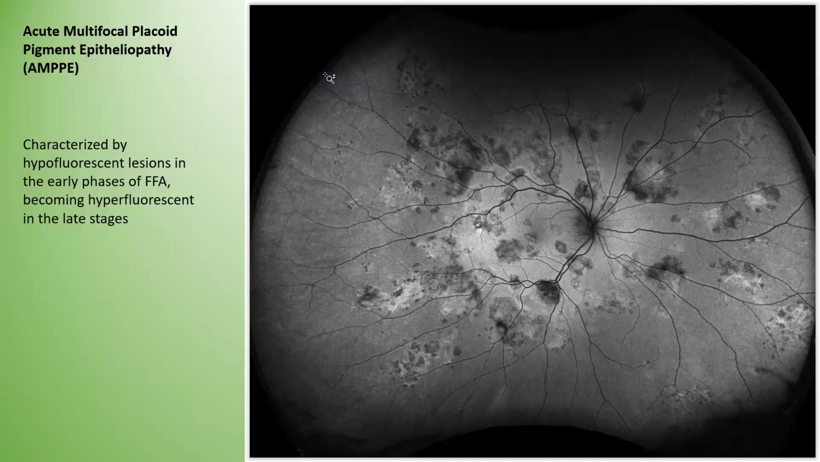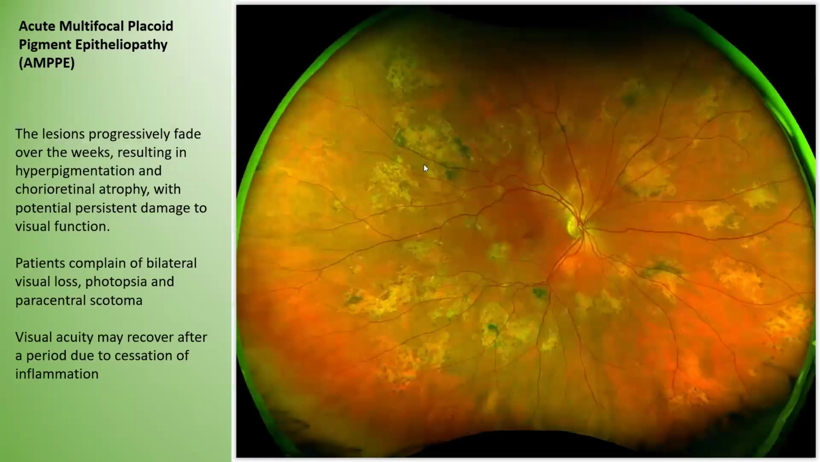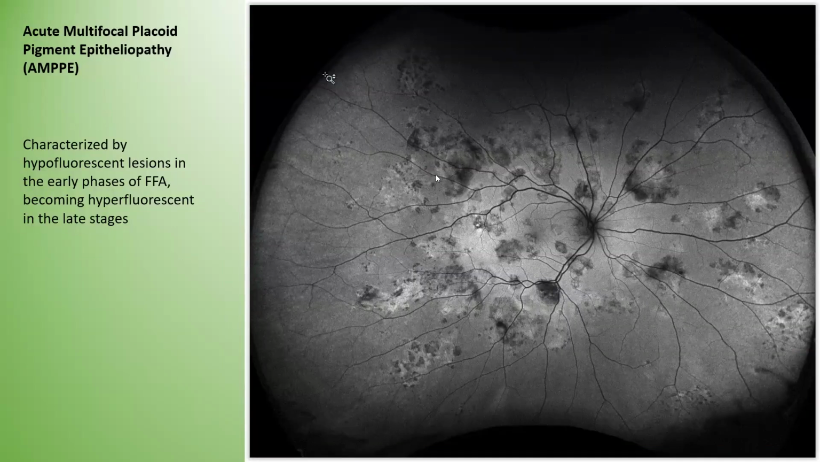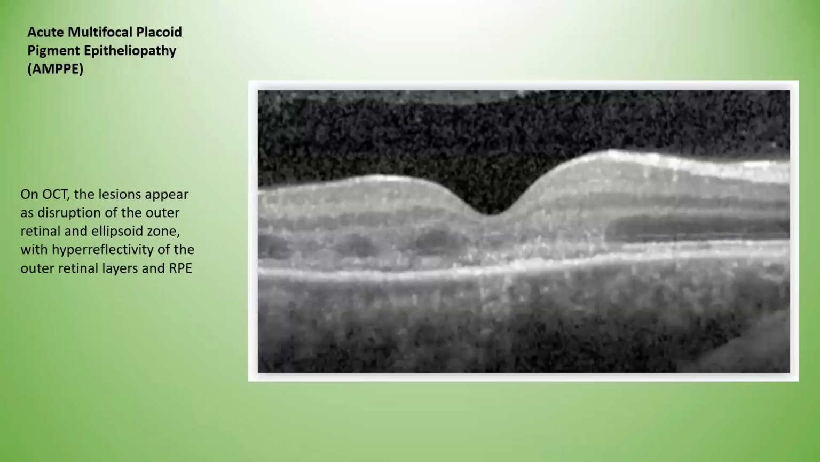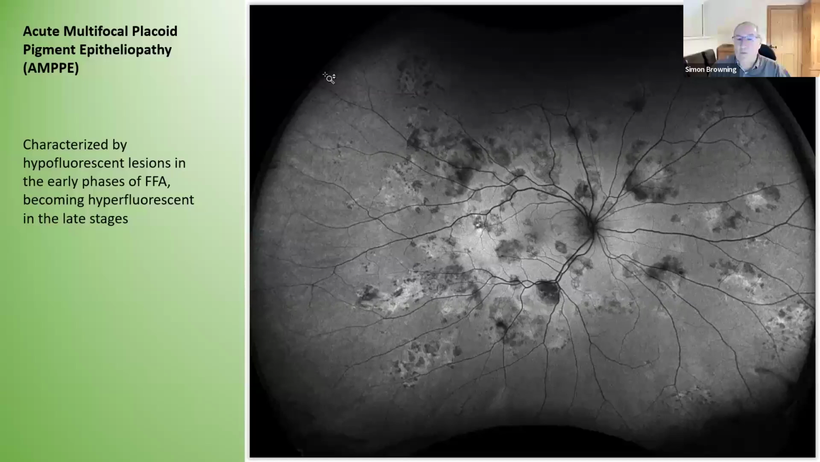But this is a classic view of this type of lesion, and you can see the actual effects on the metabolic setup of the retina there. And again, your OCT will show you the disruption of the outer retinal and ellipsoid zones. You get this hyperreflectivity within the retina. So the two images match up very nicely with each other to give you a diagnosis there.